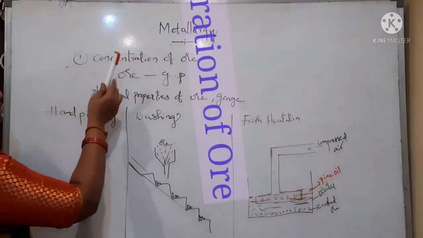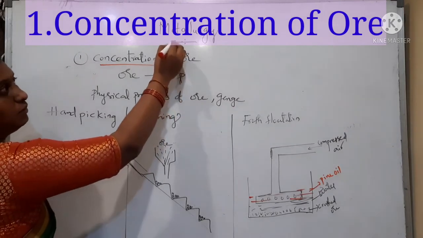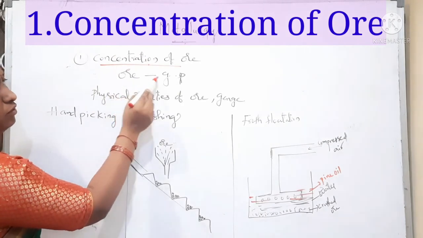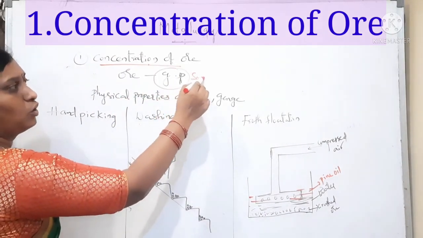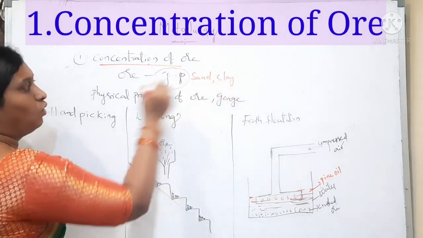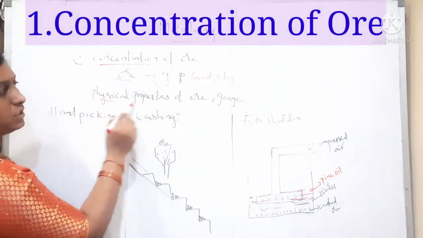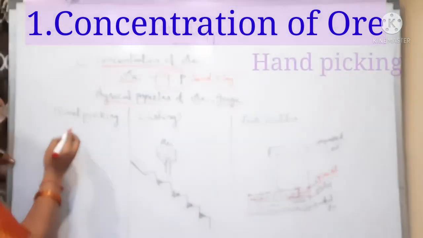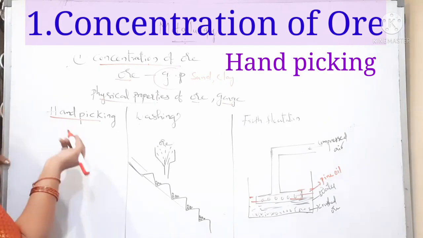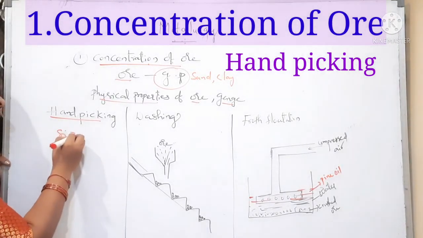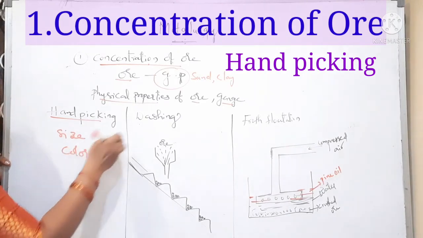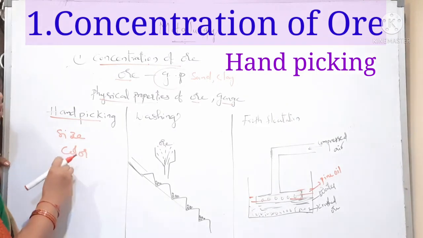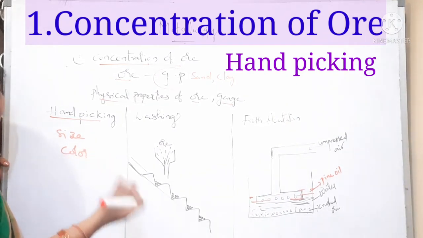So, we'll go into detail about the first step in the metallurgical process, concentration or dressing of ore. The concentration or dressing of ore will remove gangue particles, that means sand or clay particles, from the ore. Depending upon the physical properties of ore and gangue particles, there are different methods in this process. First one is hand picking. We'll go for hand picking when there is a difference in the size and color of ore and gangue particles. That means we'll separate the ore from gangue just by hand.